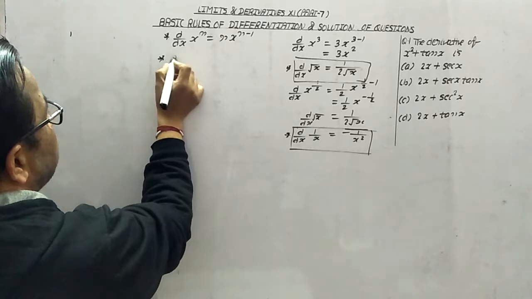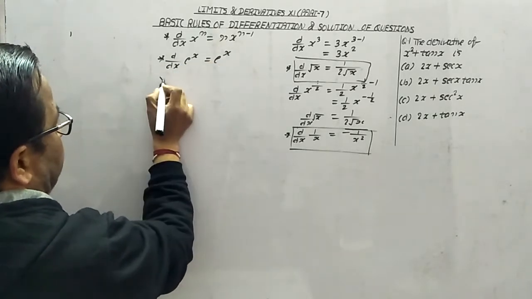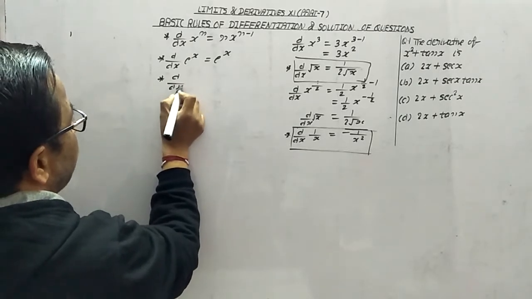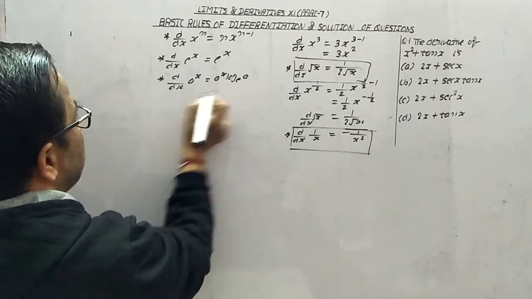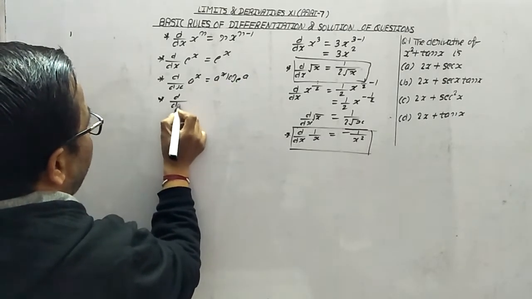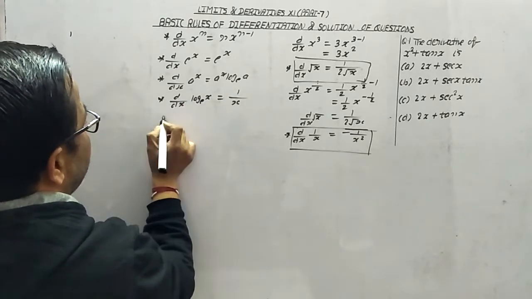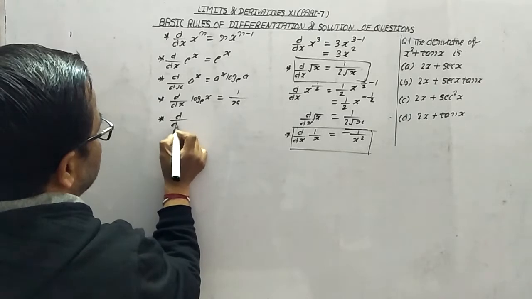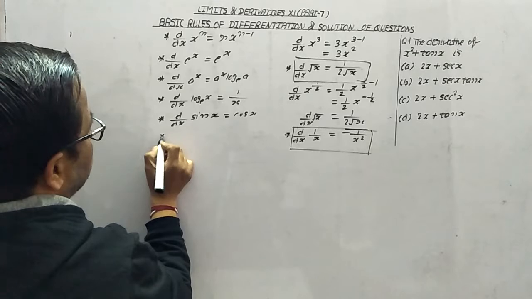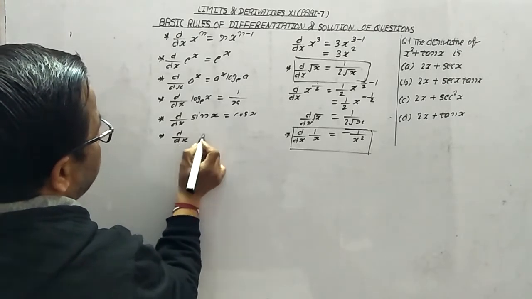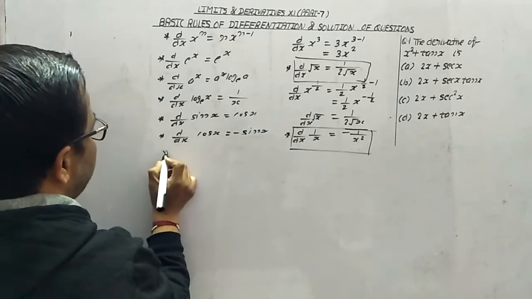Now the other rules: d by dx of e raised to power x is always equal to e raised to power x. d by dx of a raised to power x is always equal to a raised to power x log a. d by dx of log x, with base e, is always equal to 1 upon x. d by dx of sin x is always equal to cos x. d by dx of cos x is equal to minus sin x. These are all rules which we have to use directly in questions.